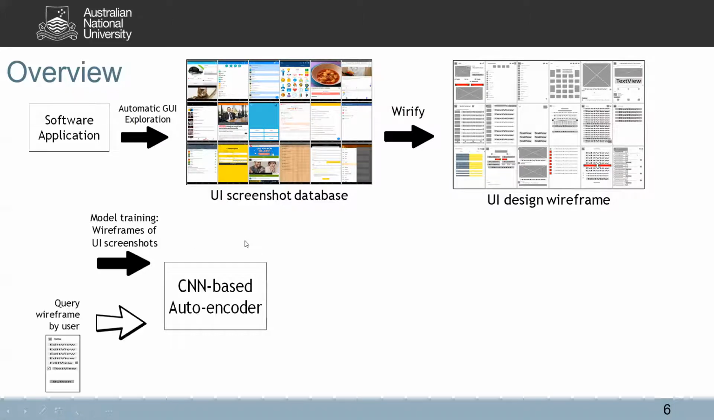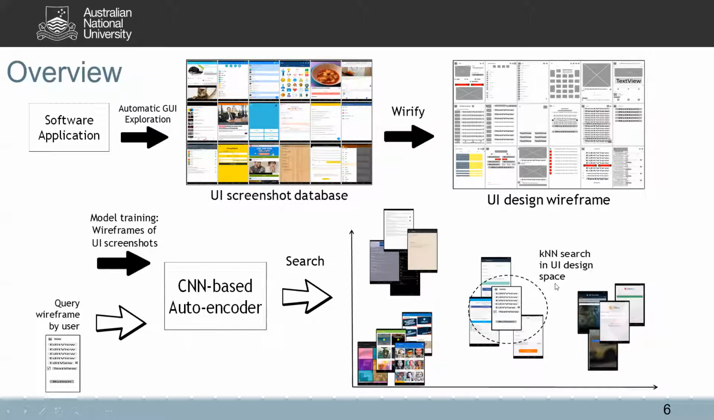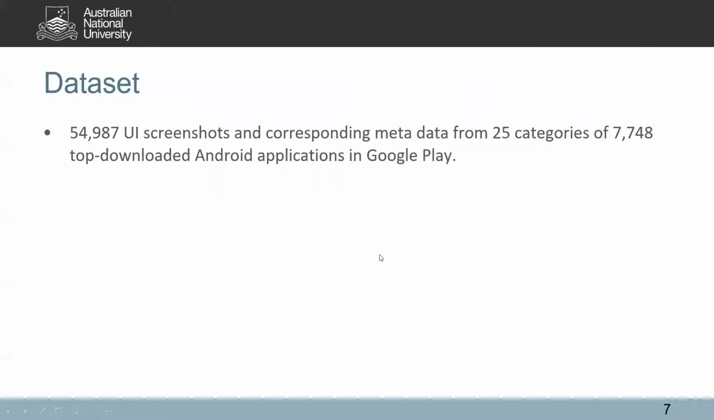Once our model is trained, we can obtain all latent vectors of our database. And given the query wireframe by the user, we first encode the query wireframe with our model and use KNN search to search for the relevant UI designs in our UI design space. And here are some details.